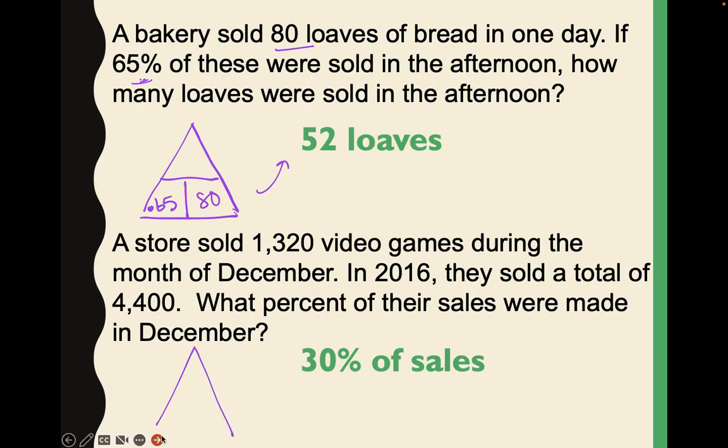For the second example, we have the total number of video games sold in December and the total sold in the year. So we have the part, which is 1,320, and the whole, which is 4,400. You divide 1,320 by 4,400, which gives you 0.3, and we remember we need to multiply that times 100 to make it 30%.